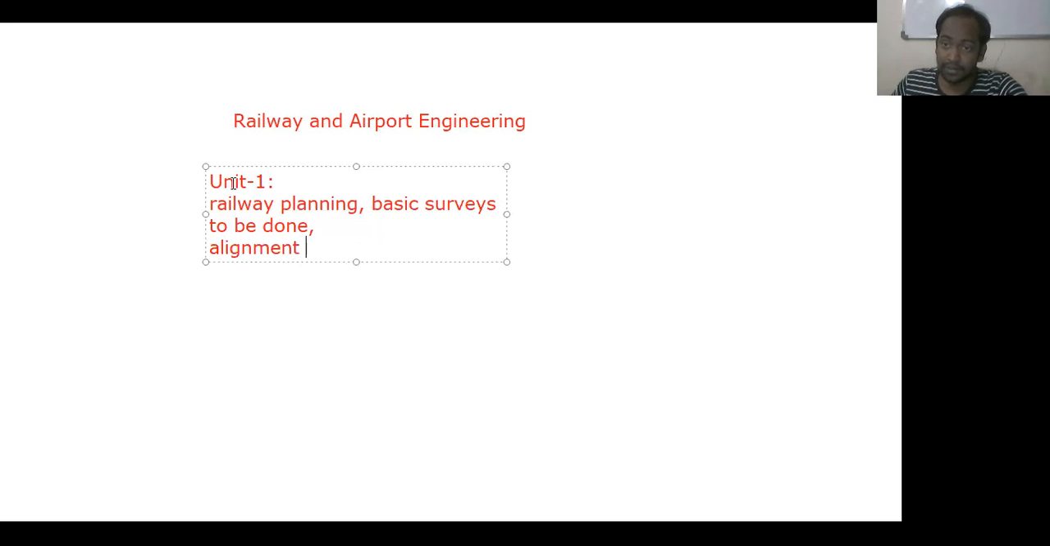Understand? A railway track contains two rails. So the center line of the entire railway track is called its alignment. You may call it a direction, or you may call it a center line. Understand? So that is called its alignment. And what alignment is, how to take alignment, and what surveys we need to take to give proper alignment, all those things we will study. And one more thing, we have to discuss what environmental impact assessment is. Understand? So EIA is nothing but environmental impact assessment.